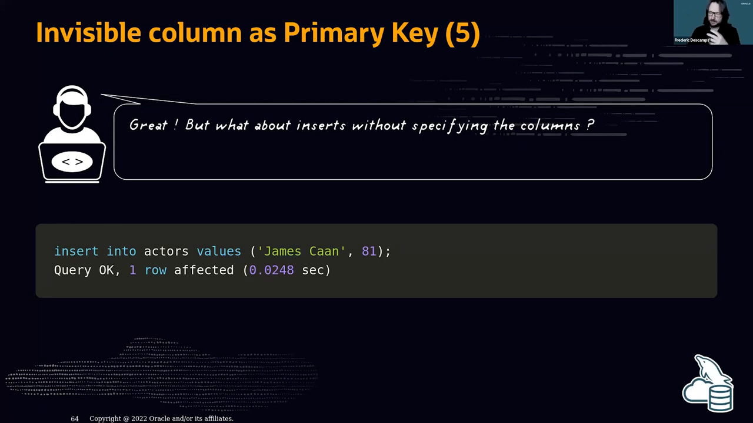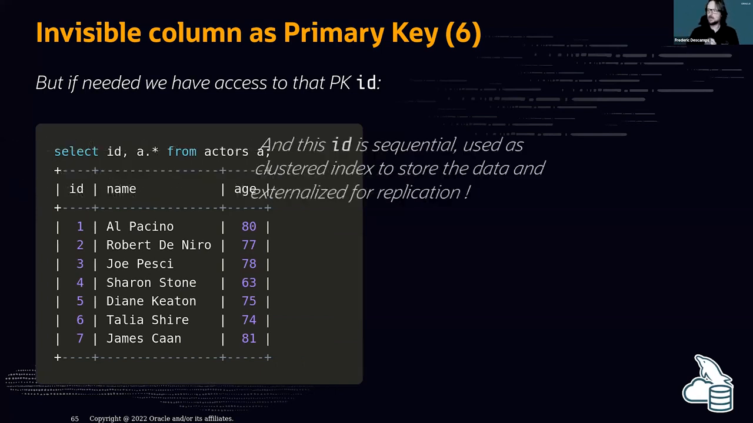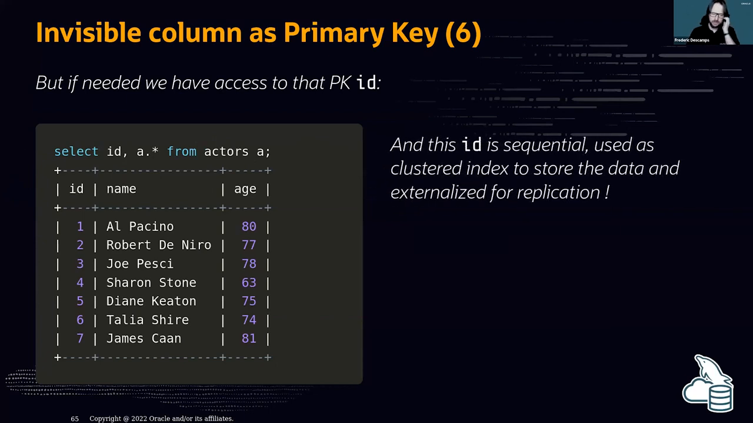But compared to the hidden, auto-generated primary key by InnoDB, which is 6 bytes, where you don't have control and which is shared between all the tables, here you have control of it, because if you want, you can show the table and the column, and you can see it. And when replication is triggered, it uses this primary key also, right? So this primary key is sequential. It's used as a clustered index to store the data and also externalized by replication. So if you don't have a primary key, it is possible to create one in MySQL 8.